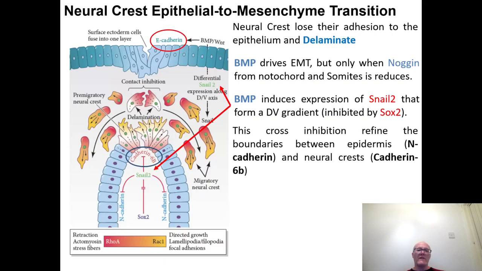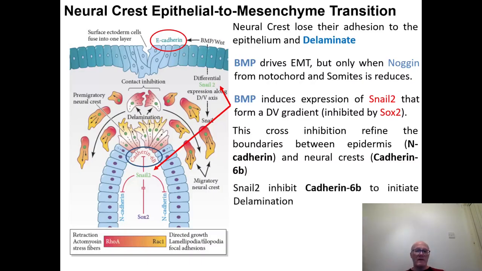But another reason for SNAIL2 to be expressed is that SNAIL2 moderates and controls the expression of adhesion proteins, like N-cadherin, cadherin 6b, and E-cadherin. E-cadherin, if you remember, is expressed in the ectodermal cells that become epidermis. N-cadherin is expressed in the ectodermal cells that become neural tube, while cadherin 6b is specifically expressed in the cells that are going to become neural crest.